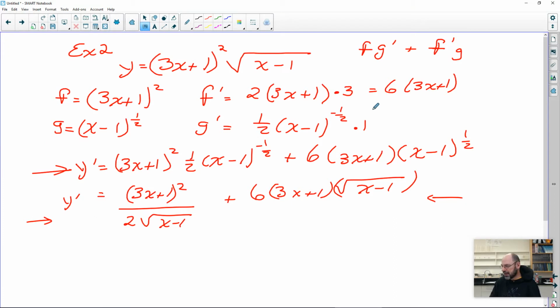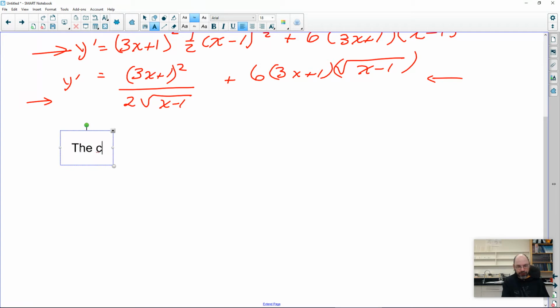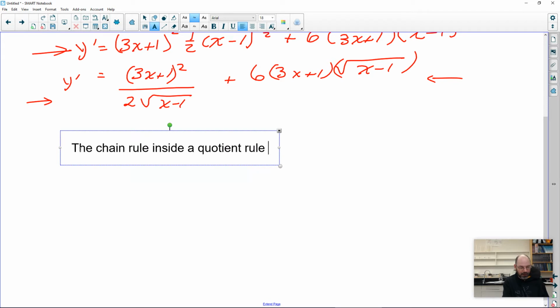Okay, let's do an example of the quotient rule with the chain next. Okay, so what happens when you have the chain rule inside a quotient rule? These are what I call combo derivatives. I don't know what other people call them. That's what I call them.